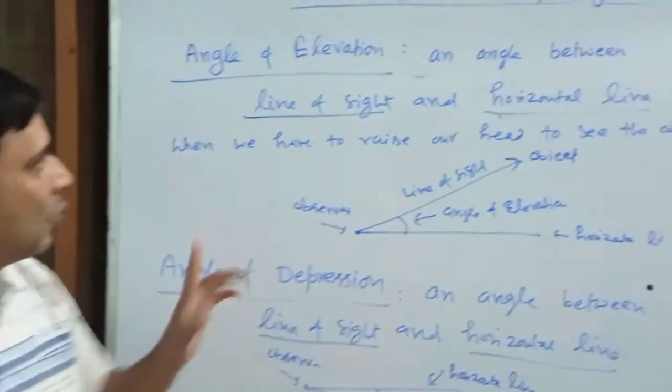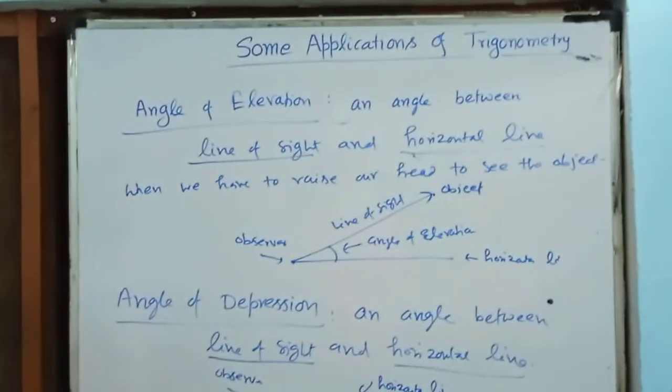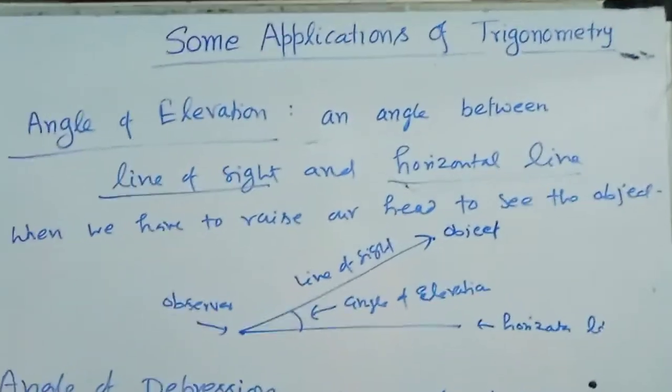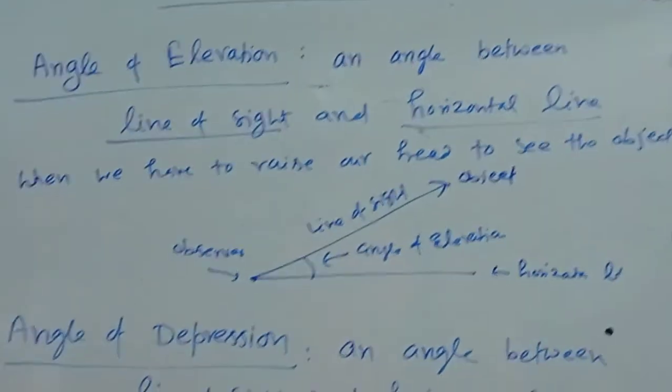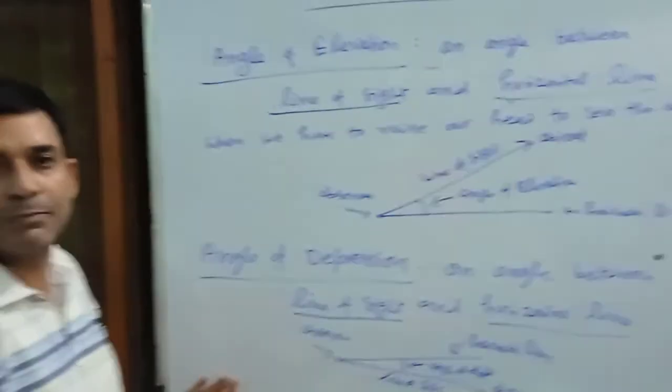So these are four definitions which are very important to understand the practical use of trigonometry. So just learn them properly. In your textbook, at the last, the definitions of these terms are given, so see them properly.